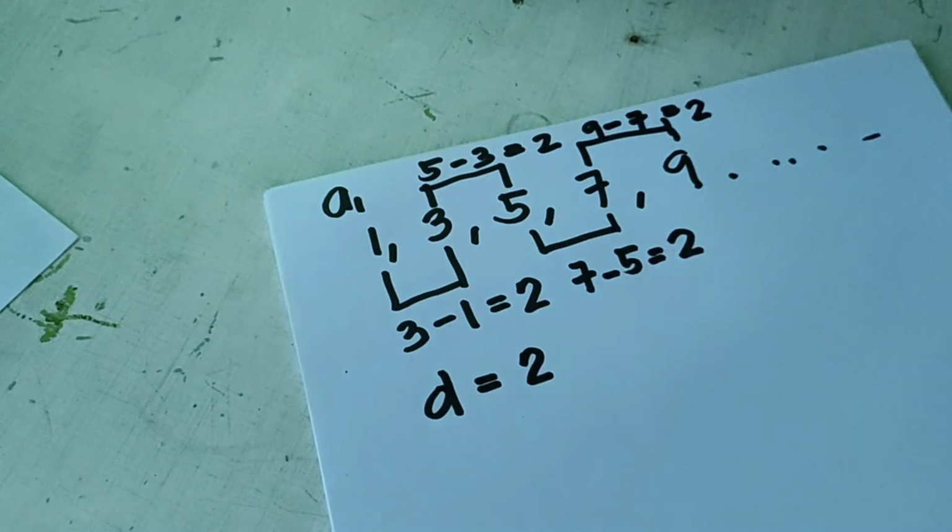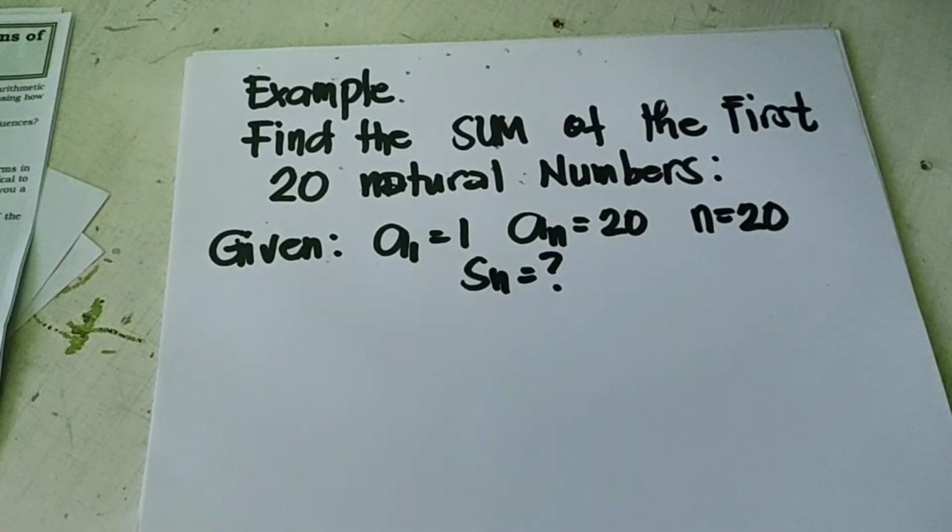So let's have an example for this. Okay, for the first example on this topic, finding the sum of the first n terms of the given arithmetic sequence, we have the example here. Find the sum of the first 20 natural numbers.